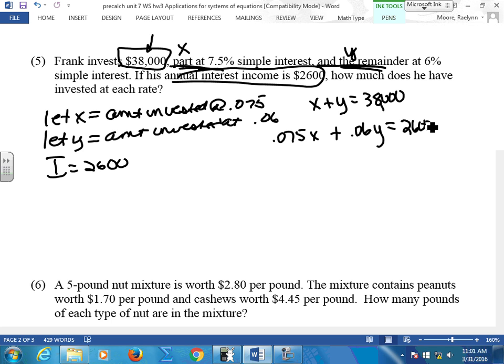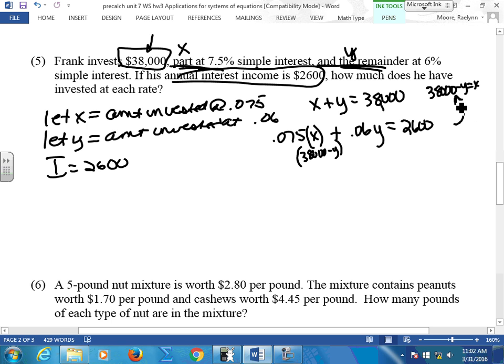Like I would solve this for X. Say 38,000 minus Y equals X. So when I see X, I will plug in my 38,000 minus Y. Because now isn't everything in Y, and I can solve for Y. Which makes it even nicer is when I solve for Y, can I bring it back here and then just plug it in and get X? Right?